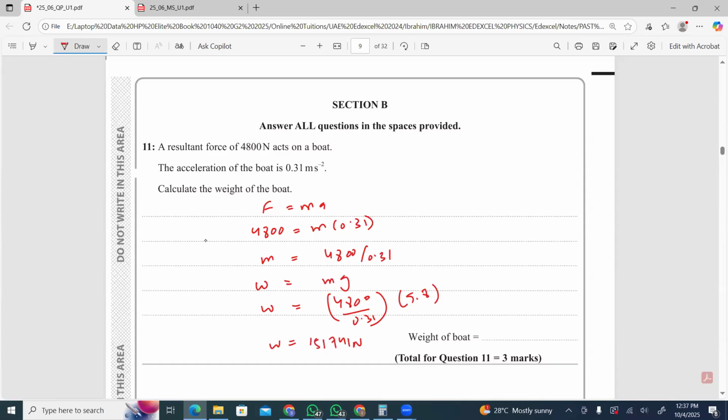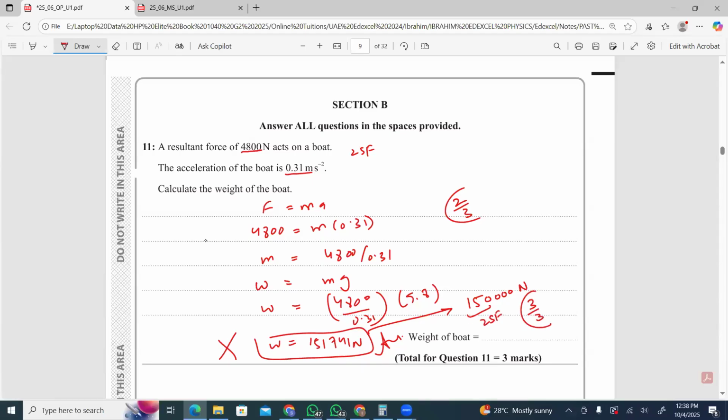So w is going to be 151,741 newtons, I believe. But wait, if you write this as your answer, you're just going to get 2 by 3 in this question. Why? Because in the data of your question, you just have two significant figures, so your answer should also have only two significant figures. You have to not write this in the exam. Rather, you have to write 150,000 newtons. In this, you will have two significant figures, and that is the only way you will get 3 by 3 in this question.